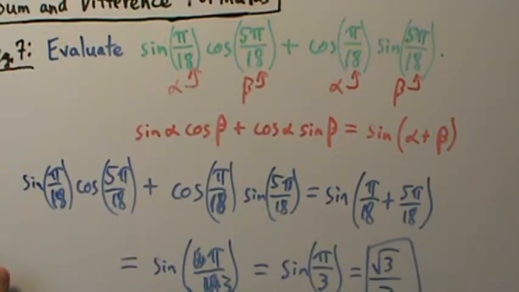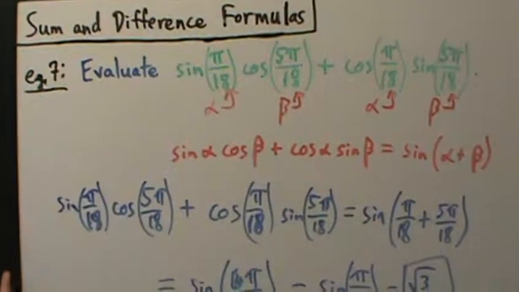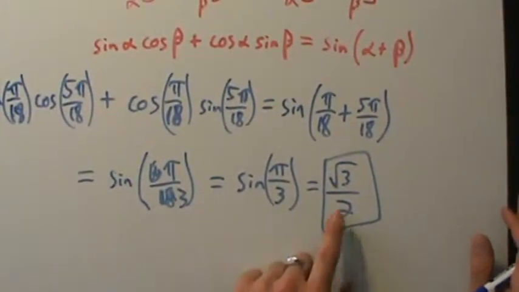All right, so anyway, that's example 7 of sum and difference formulas, and here's the answer again: root 3 over 2.